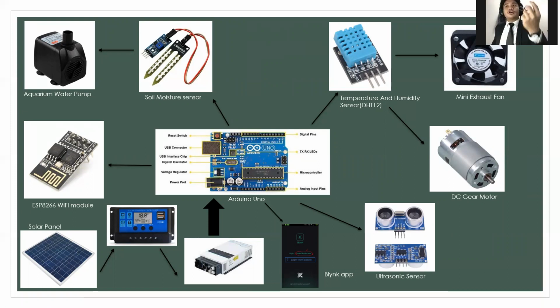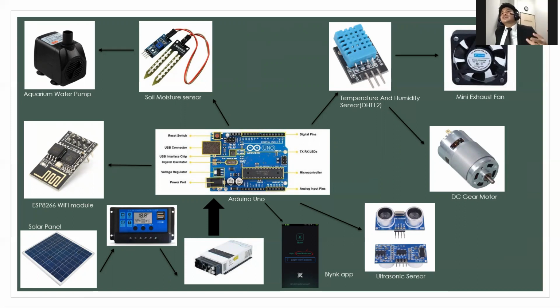Next is the soil moisture sensor. The soil moisture sensor functions as a device that measures the humidity of the soil. The fork-shaped probe, which has two exposed conductors, functions as a variable resistor similar to a potentiometer, whose resistance varies with the amount of water in the soil, and is connected to the water pump to water the garden. Next is the temperature and humidity sensor, the DHT12. The DHT12 is a primary digital temperature and humidity sensor at a low price.